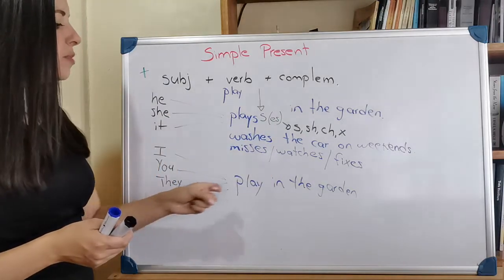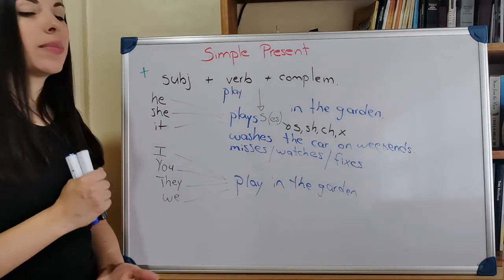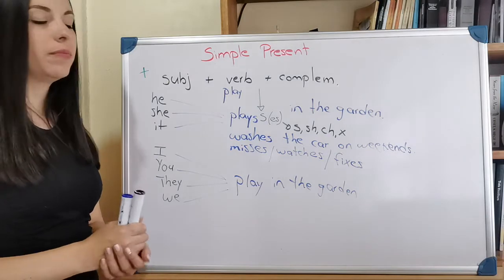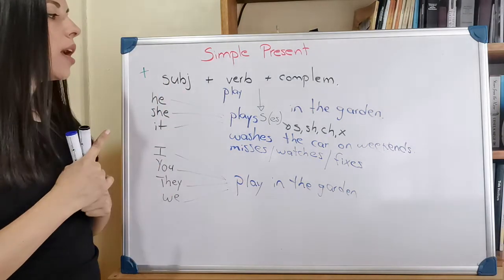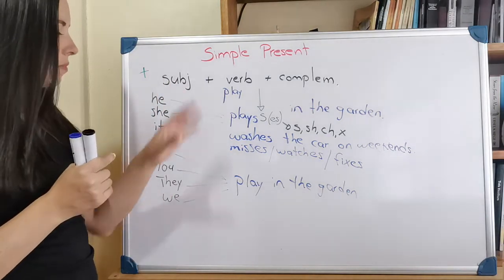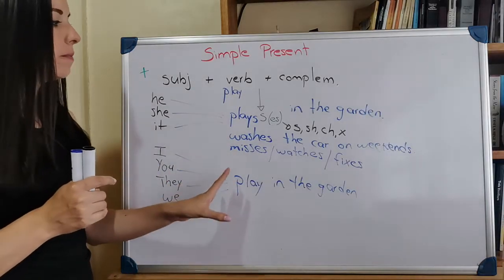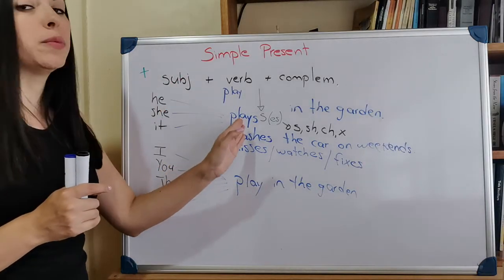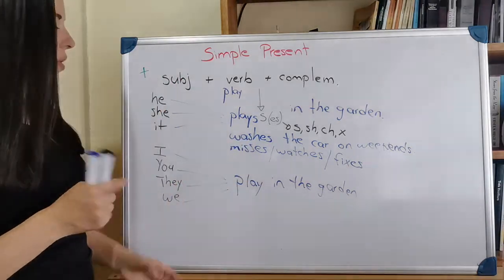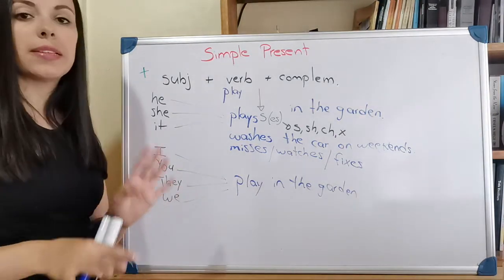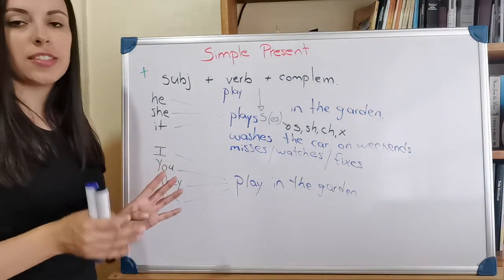With other verbs we simply add the s after the main verb, right? And that's what you need to remember. Okay, he, she, and it, verb with s. I, you, they, and we, simple verb, and the rest of the sentence is exactly the same.